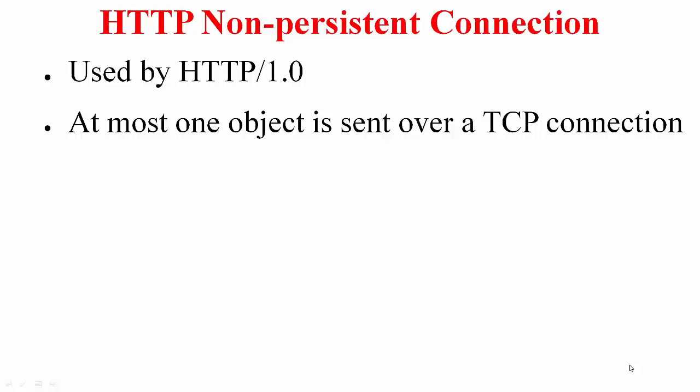There are two types of HTTP connections. One is called non-persistent, other is called persistent. Let's first look at non-persistent. So this non-persistent connection is used by the older version of HTTP, that is 1.0. So when using non-persistent connections, at most one object is sent over a TCP connection. In other words, if you want to retrieve 5 objects, you need to open 5 TCP connections, even if the 5 objects are on the same server. So what do you think is the problem with this approach?